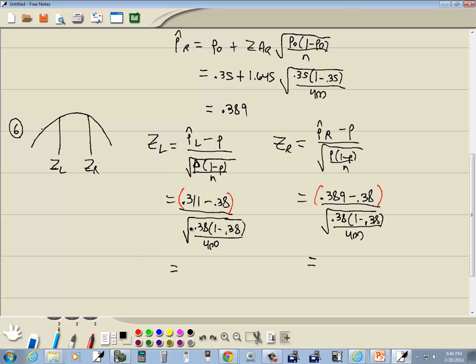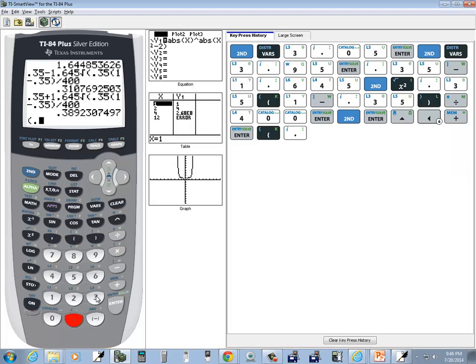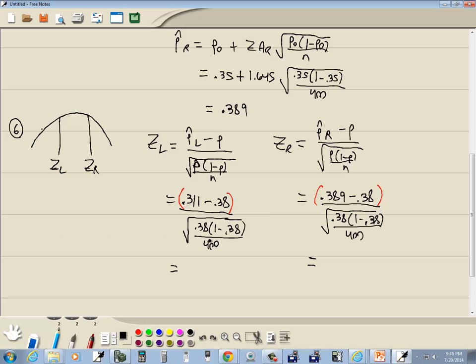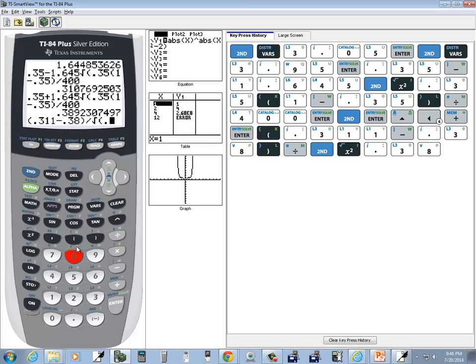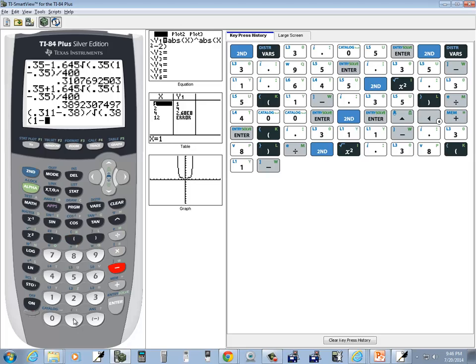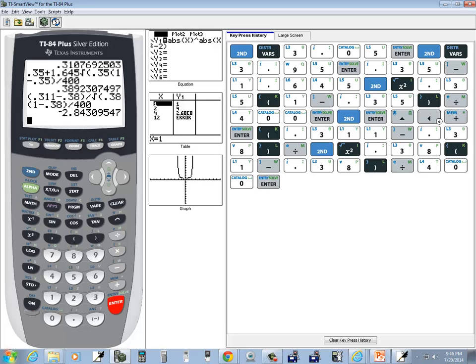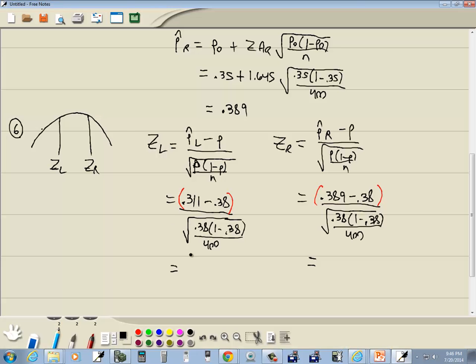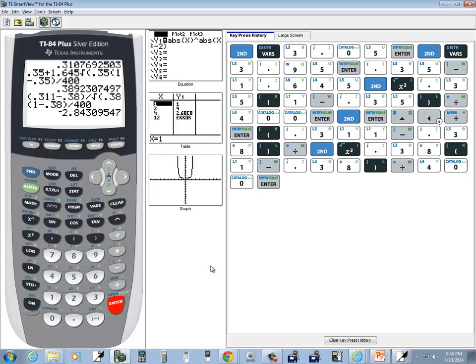So beginning parentheses, do this one on the left here, 0.311 minus 0.38 close parentheses divided by second x squared for the square root, 0.38, beginning parentheses 1 minus 0.38, closing parentheses, divided by 400. Okay, let's see what this is. Round to 2 decimal places. So this would be negative 2.84.